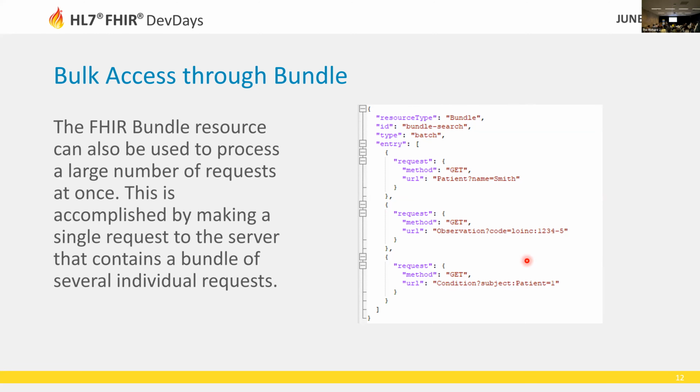So we are sending this bundle to the server, but you can see in the entry, our first entry, we are saying, get me all the patients where name equals Smith. And our second request is get me the observations where code equals this. And then we are saying, I need all the conditions for this patient 1. So basically 3 requests embedded within our request element in the bundle.